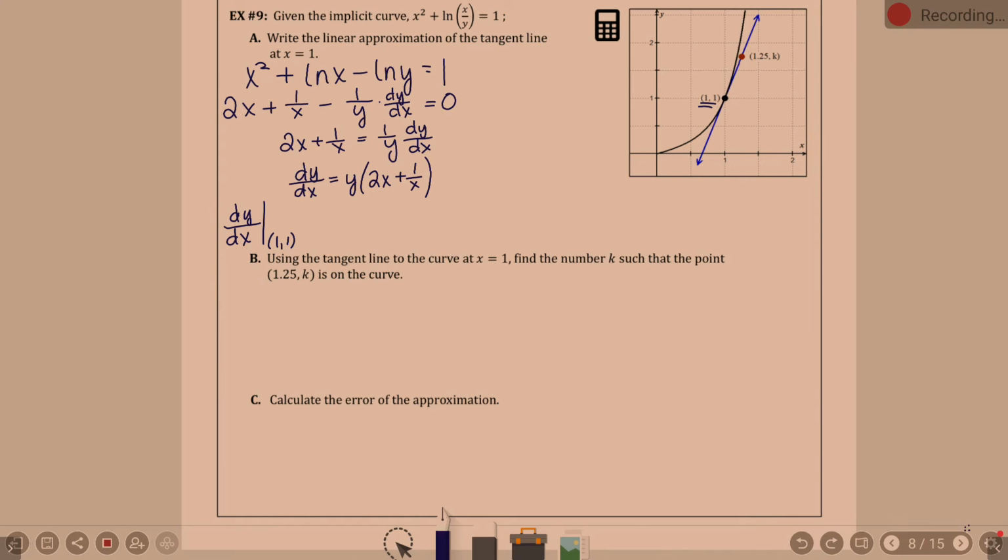Okay. Derivative evaluated at 1, 1 is 3. Okay. We write this linear approximation. So, they didn't tell us, is it F, is it G? They didn't tell us that, did they? So, I'm just going to say f of x is approximately equal to L of x, which is the derivative of 3 times x minus 1 plus 1.